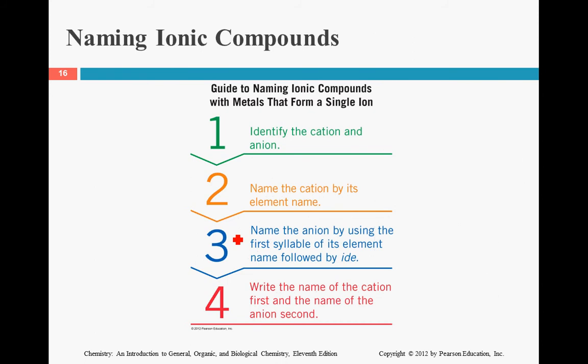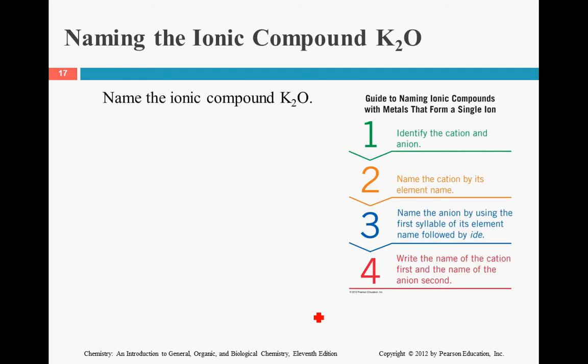So, when we're naming compounds, identify the cation and the anion. First you want to look at the elements. Name the cation by its element name. Name the anion by its element, then take the first syllable of the element, drop the rest, and the rest becomes "ide." And we're going to reinforce this over and over again. Write the name of the cation, then the name of the anion. Cation always comes first.